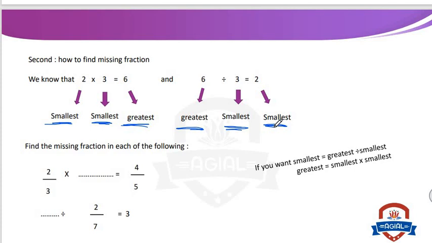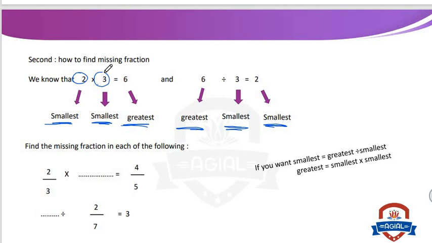So in multiplication, keep with me: smallest multiplied by smallest equals greatest. And in division, greatest divided by smallest equals smallest. So if I want the smallest number 2 in here, we divide 6 by 3 to get 2. If you want the smallest number 3, we divide 6 by 2, which equals 3.